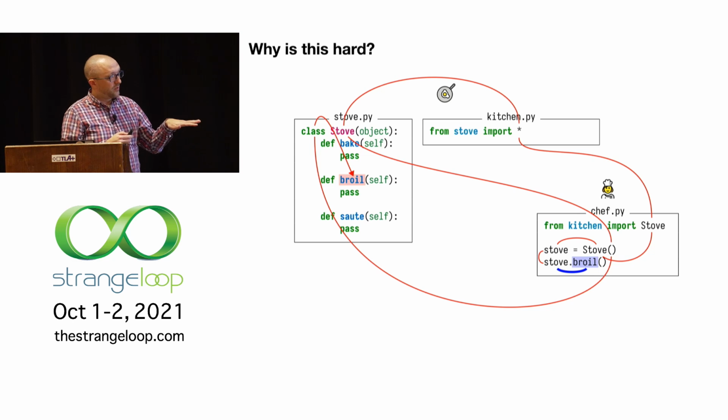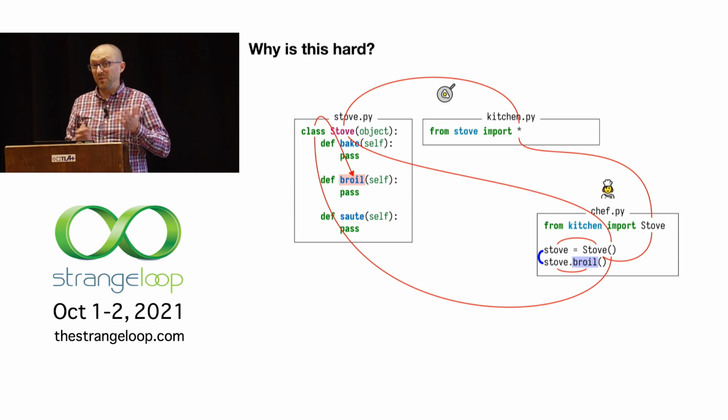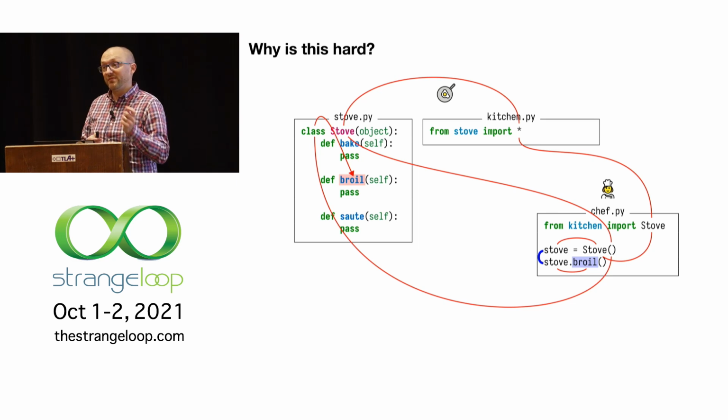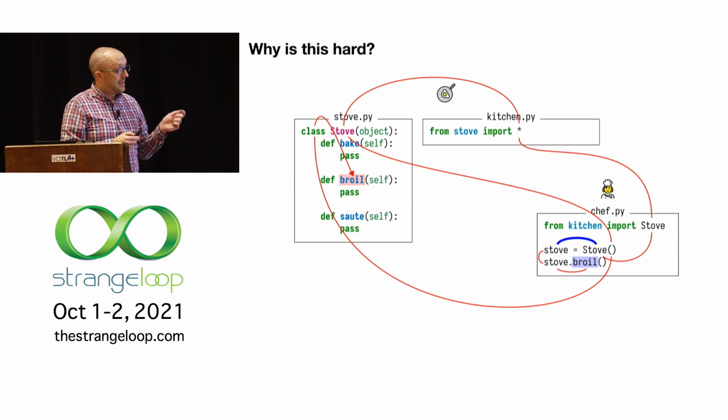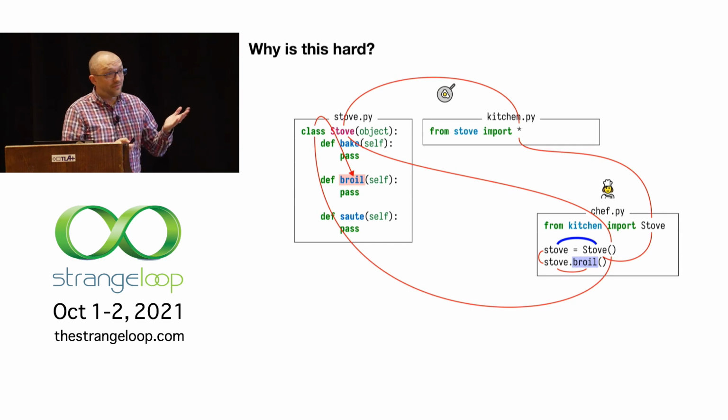So we have to pause our lookup of broil, start looking up lowercase stove. In this case, we're lucky because it's just defined as a local variable one line up, but that might not be the case. It might be defined anywhere. Having seen that it's this local variable, we now have to see what its value is. In this case, the value is the result of calling this capital S Stove. So now we have to pause our lookup again and go figure out what that is.